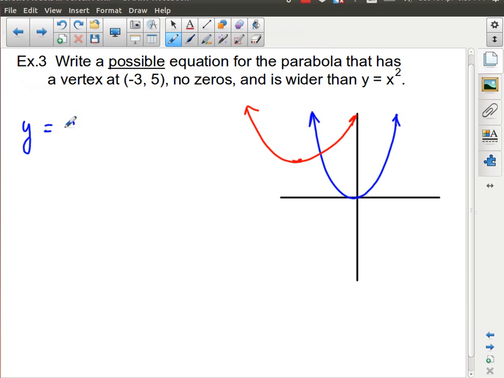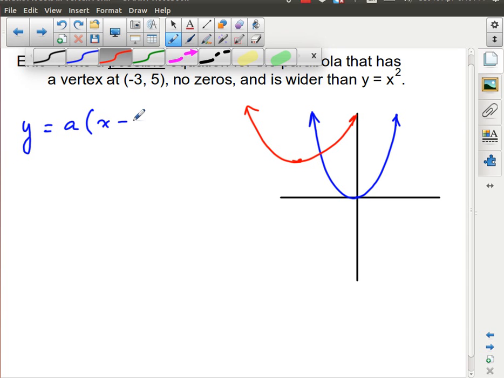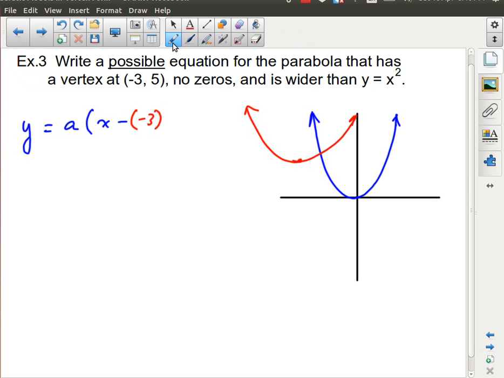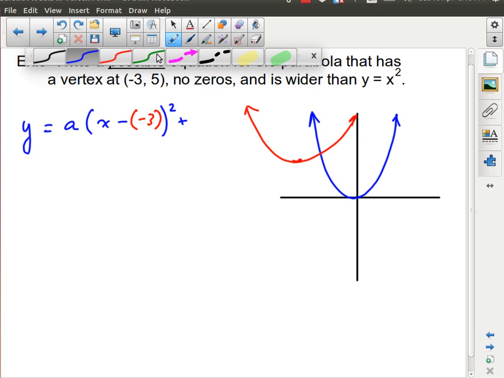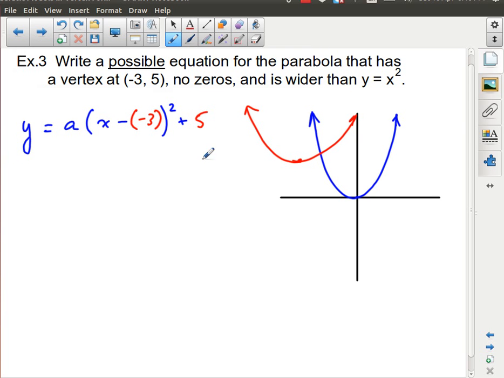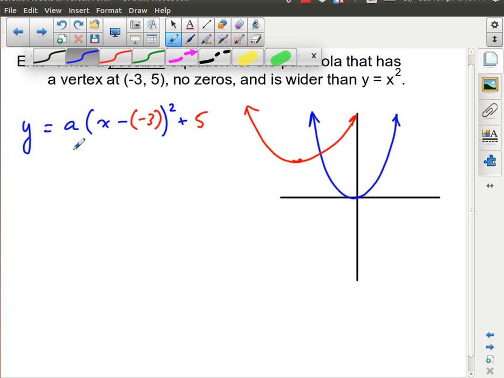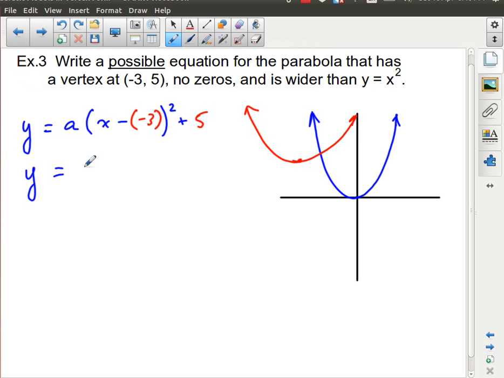So let's see what we can do to get all of these things working together. y equals a bracket. Now I'm going to go straight to, well, I guess I'm not going to take too much of a shortcut. It's x minus, and I'm going to put this x value in here. So for the vertex, that's negative 3, all squared, plus, and then the k value, which is just positive 5. So I just go ahead and write a 5 there. Let's clean that up. It becomes a(x minus negative 3), which becomes x plus 3, all squared, plus 5.